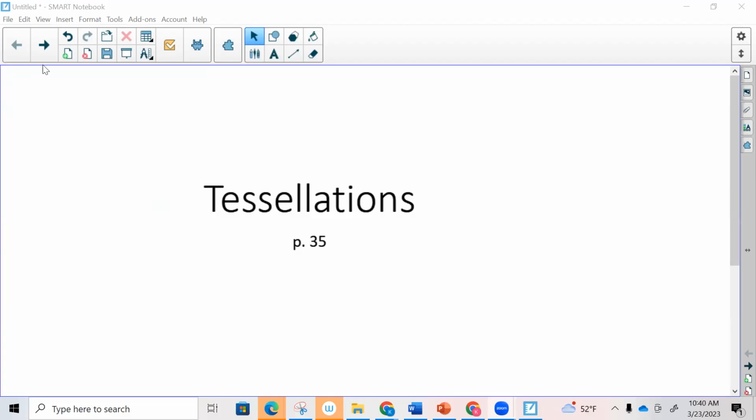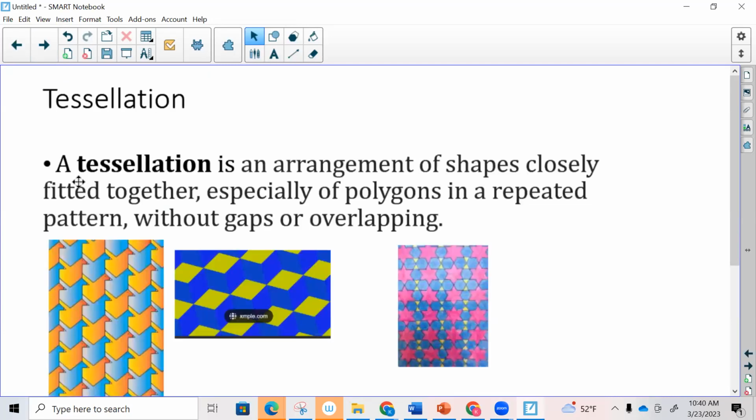So in this video, we're going to look at tessellations, which is page 35 of the packet. I'm just going to define tessellations in this video and then do a few more videos about what can tessellate.